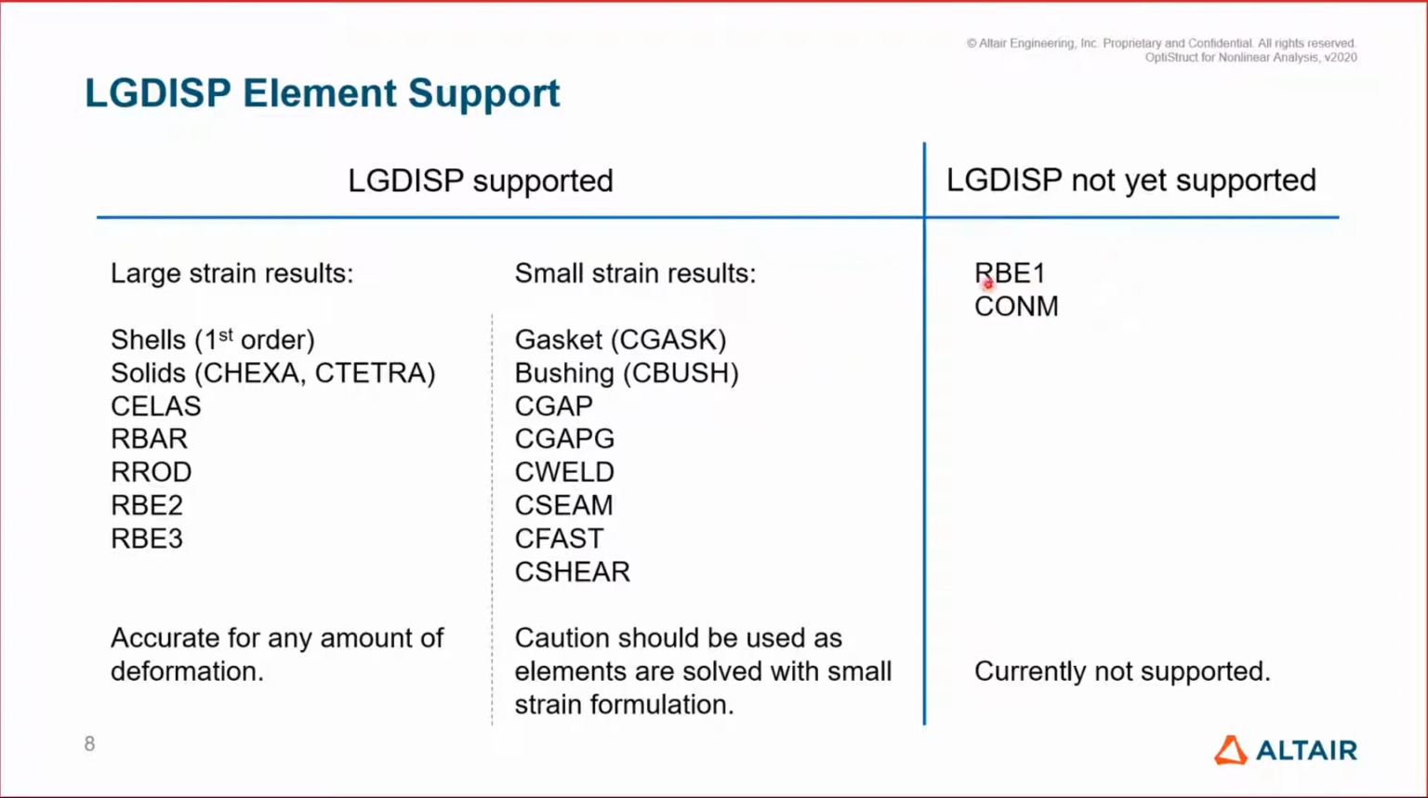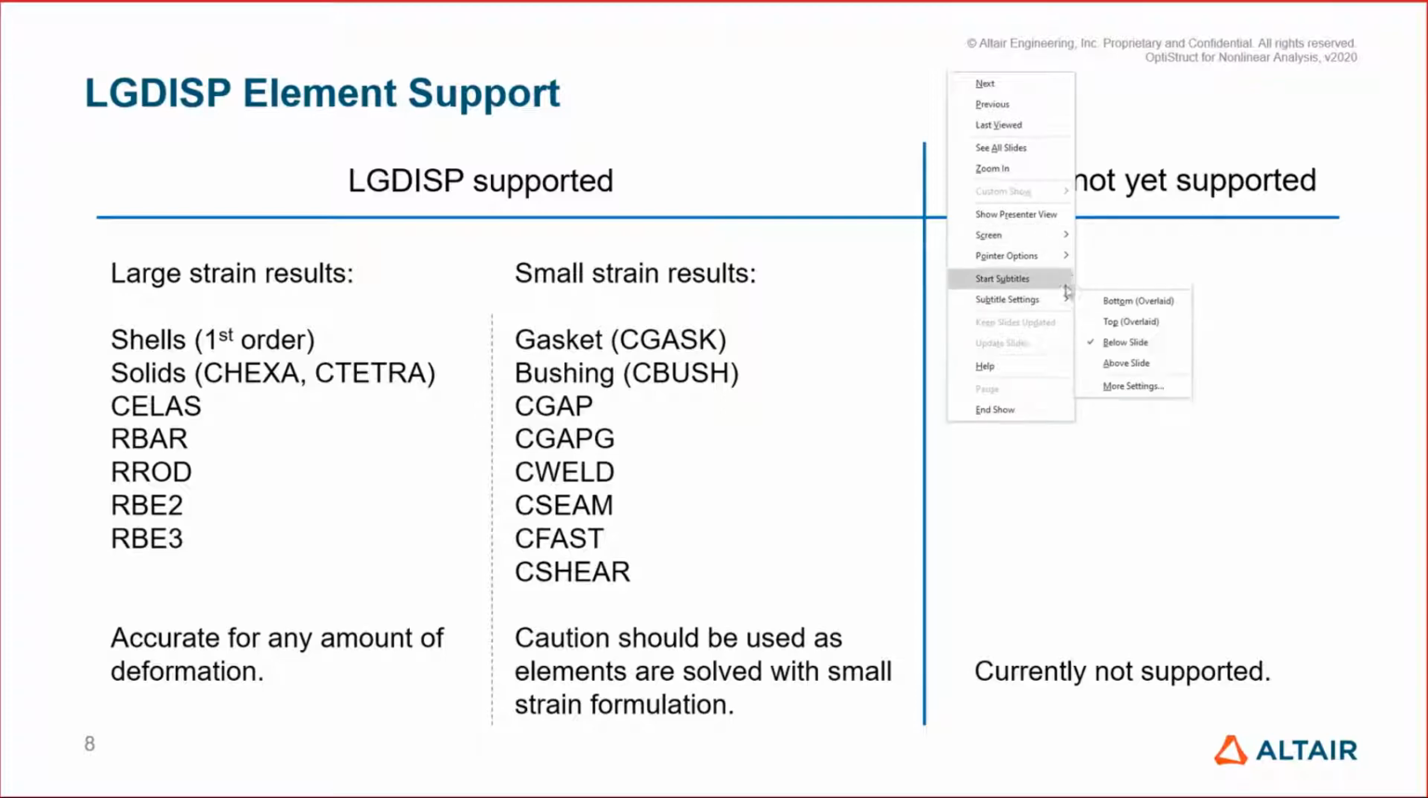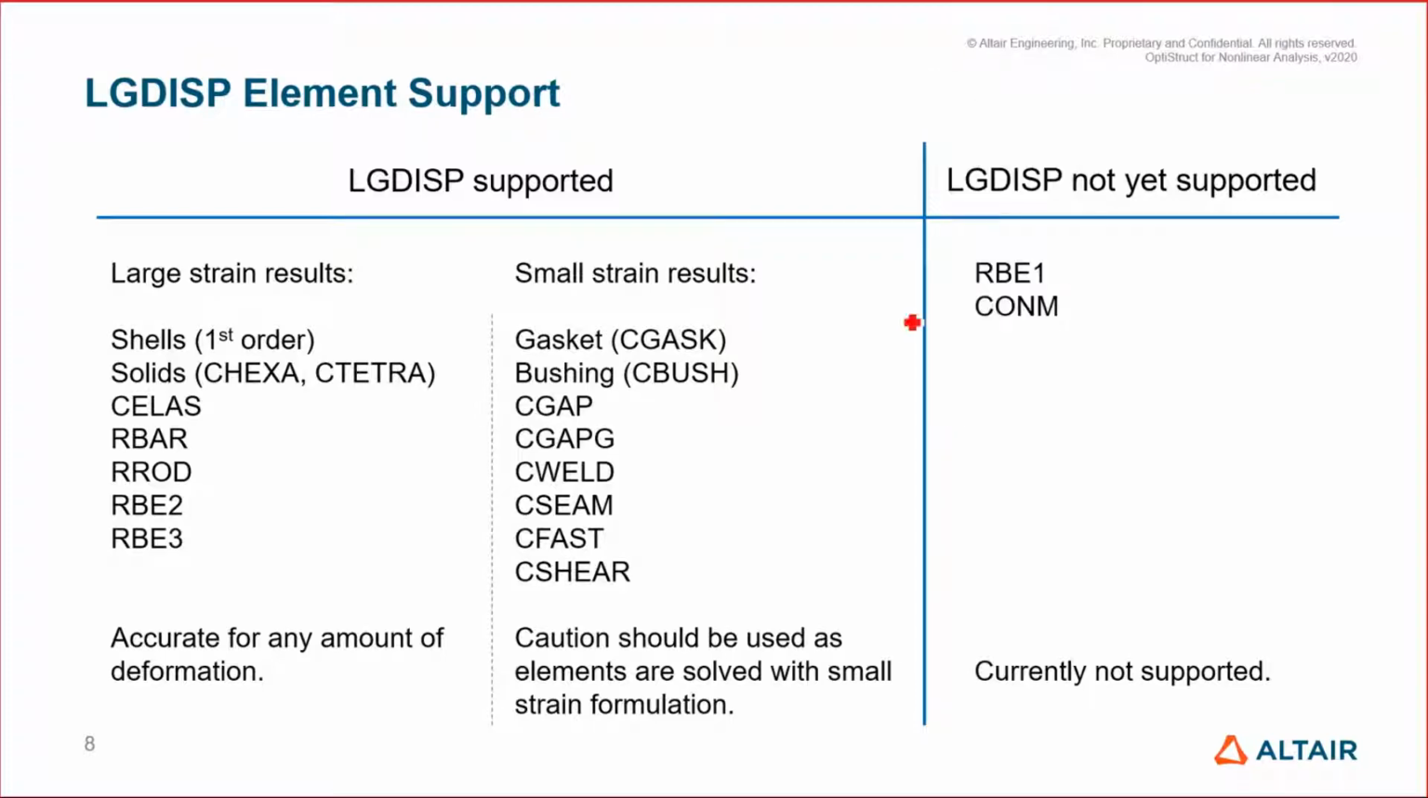But if you have RBE1, which is really seldom used, and CONM1, which is also seldom used, then these will not support large displacement. Currently not supported, so we don't have to worry about this. We seldom use them anyway. What do we use more? RBE2, which is already supported, and RBE3 is also supported already. CONM1 is normally not supported, but it is seldom used.